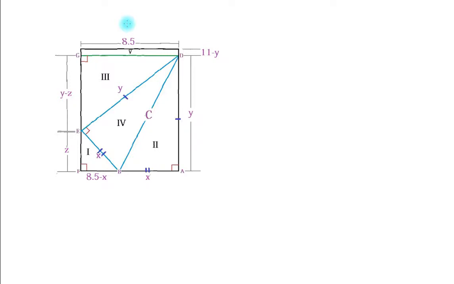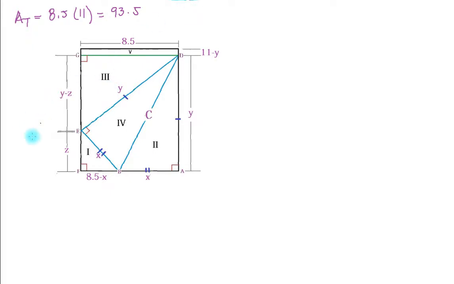Now let's ask a simpler question. What is the total area of this figure? Well, we know that the length is 11 times 8.5, right? So the total area is 8.5 times 11, which is just 93.5. Now let's separate this piece of paper into these different parts.